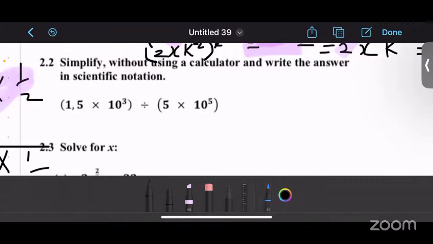So the exponent 3 and the exponent of the 10, which is 5. And I also divide 1.5 by the 5, which then I will get 2. So then my answer would be 2 times 10 to the power of 2.